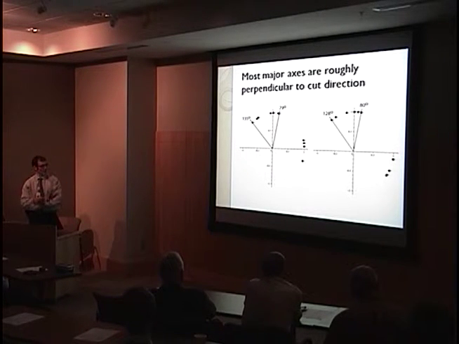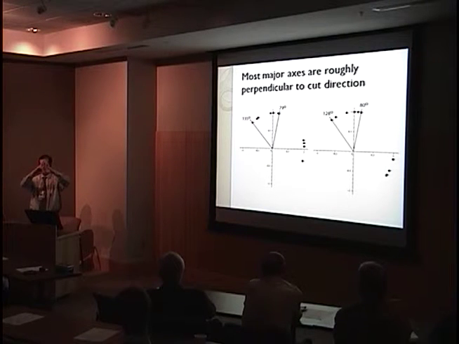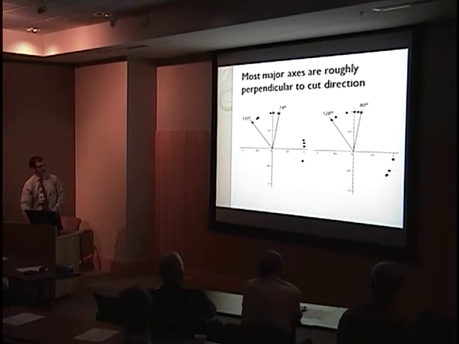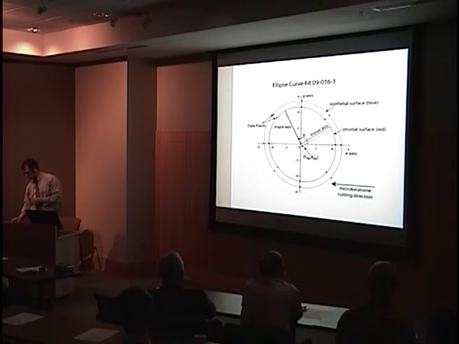And I think what happens is as the microkeratome blade cuts through the tissue, it causes the tissue to deform and smear somewhat away from the blade. And so as the blade comes across, the tissue deforms this way as you're cutting it. And that's why most of them have a major axis in this direction rather than this direction.